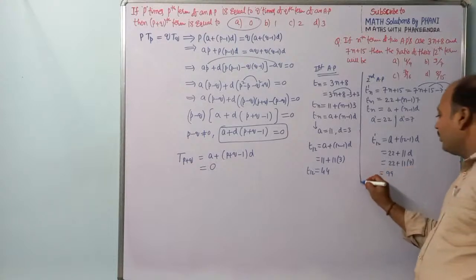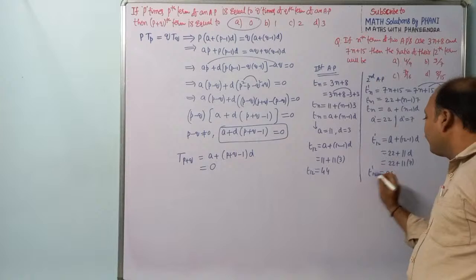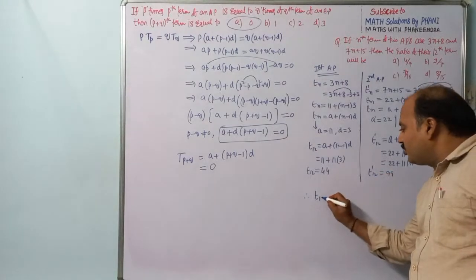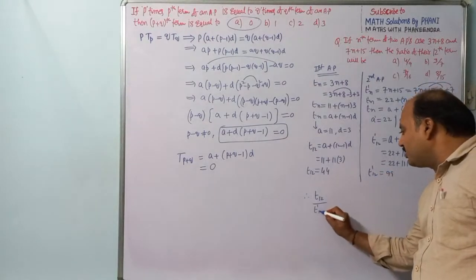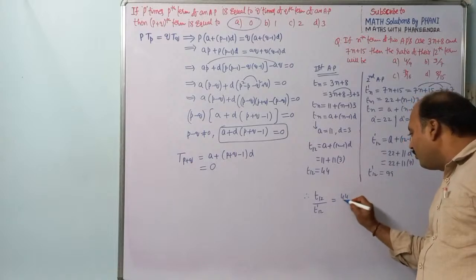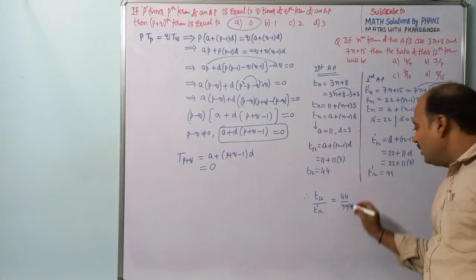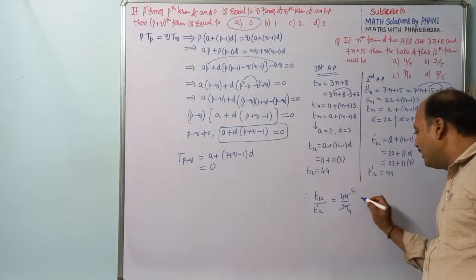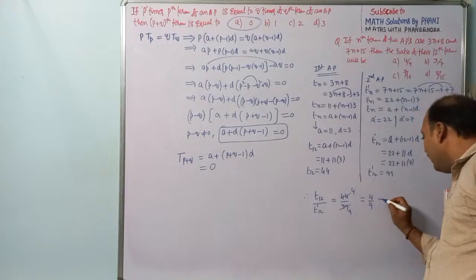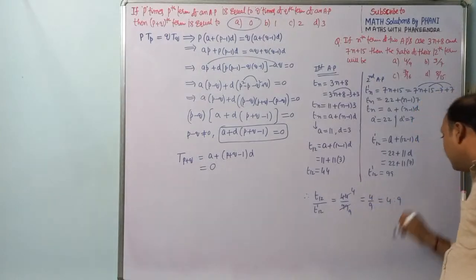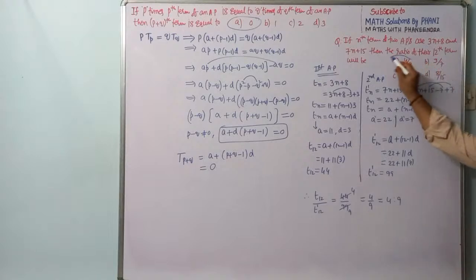Okay. So therefore, T12 divided by T dash 12 equal to 44 by 99. 11 fours, 11 nines. So 4 by 9, we can write it as the ratio 4 is to 9. So 4 by 9 is there in the first option. We will move to another set of questions. We have to go, dear students.